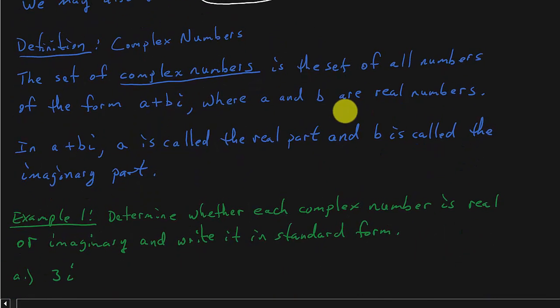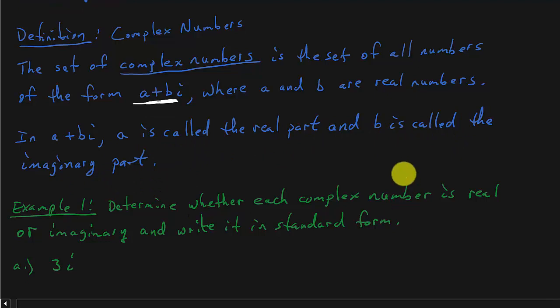And then we have a complex number. The set of complex numbers is the set of all numbers of the form a plus bi, where a and b are real numbers. Okay, and in this complex number, a plus bi, a is called the real part and b is called the imaginary part.